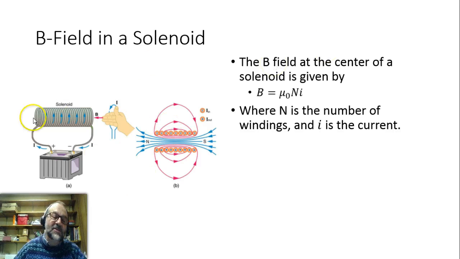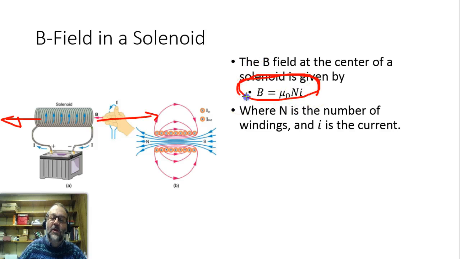The B field at the center of a solenoid is another special case. Now, when we talk about a solenoid like this, we consider it to be infinitely long. We know a solenoid's not infinitely long, and this therefore is really only an approximation. But the B field from a solenoid is mu naught n I. So how do we get that?